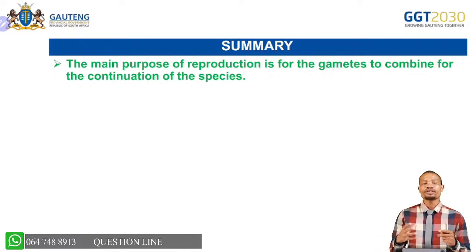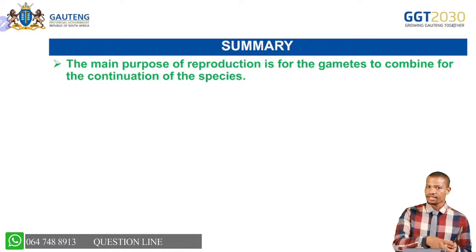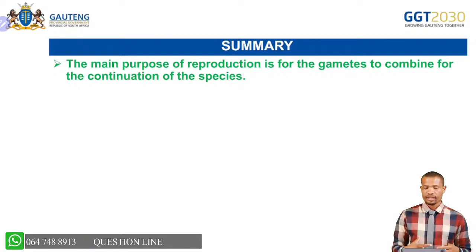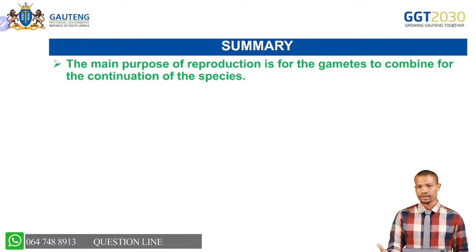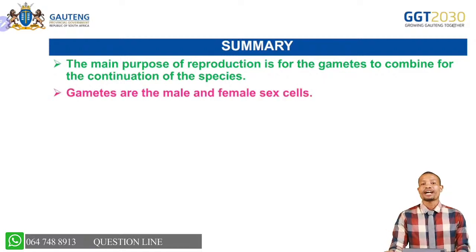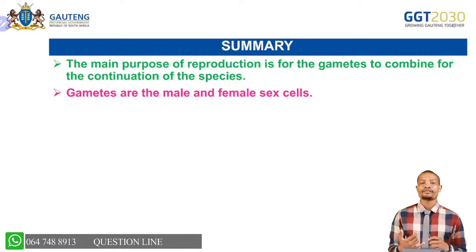Okay, it's for the continuation of the species, to preserve their species, right? How does it happen? By the fusing of gametes. Gametes come together to combine and form new species to replace the ones that are dying and the ones that are old, so that there's always a population of that particular species. So gametes are the male and the female sex cells. Whenever someone talks about gametes, they are referring to the female and the male sex cells.